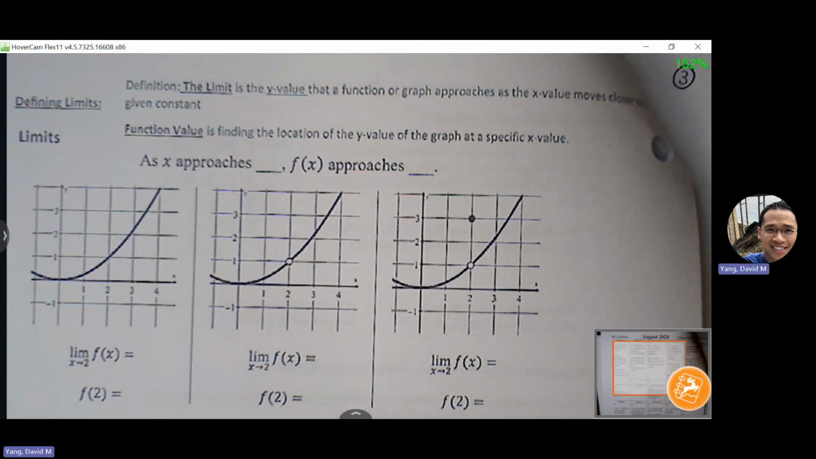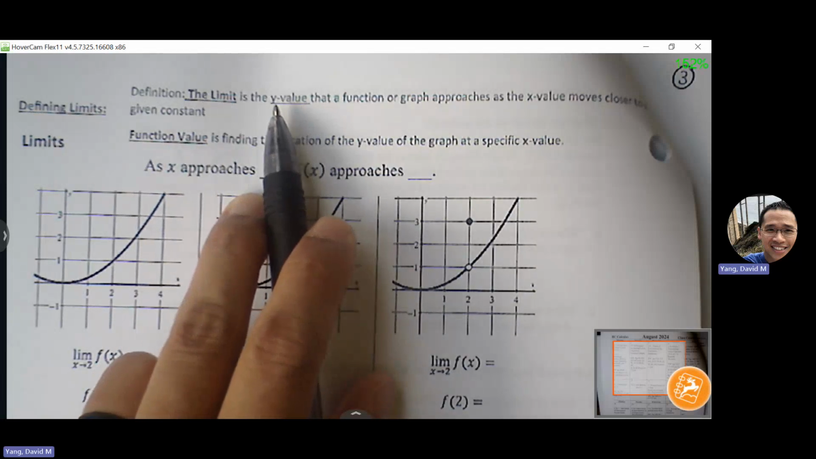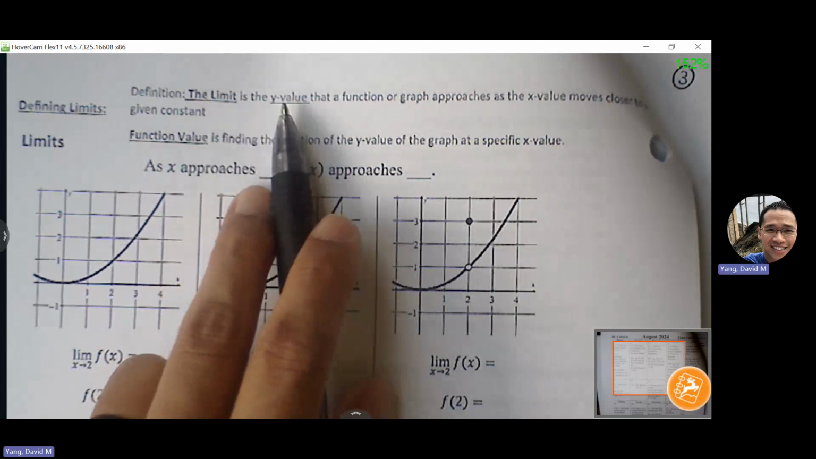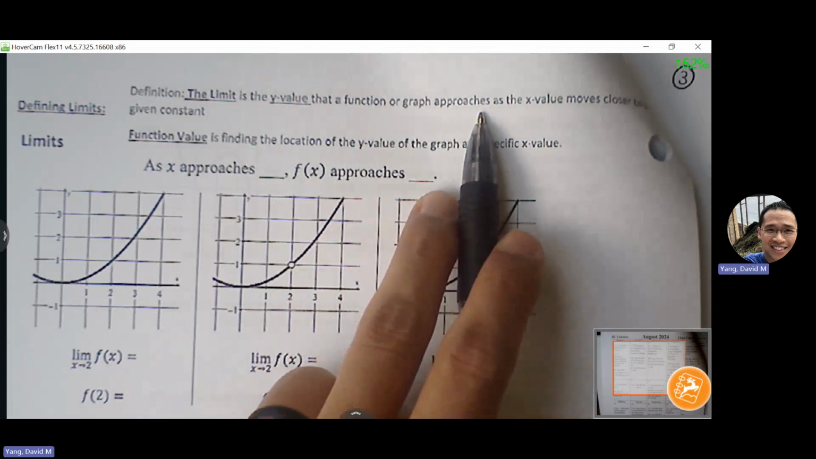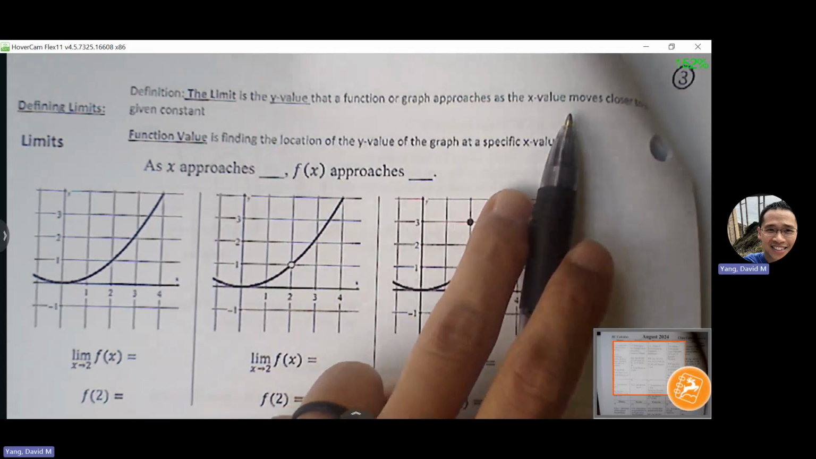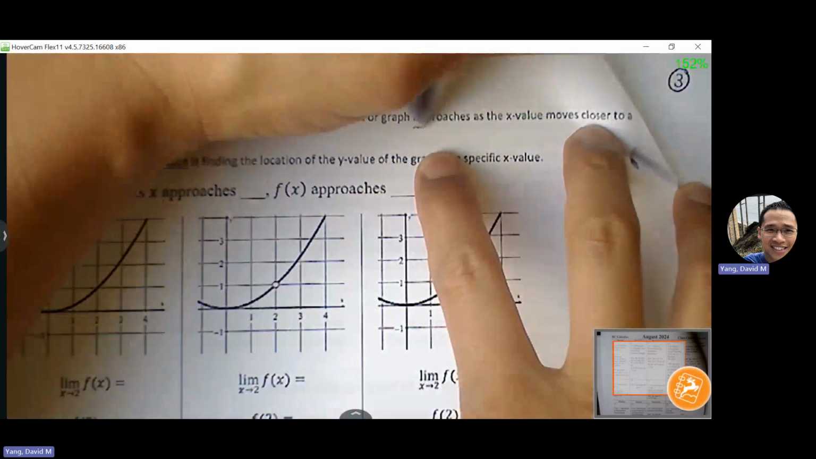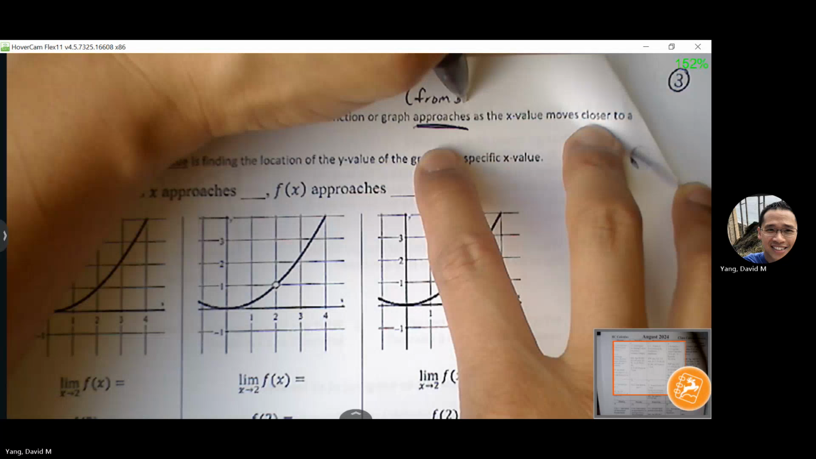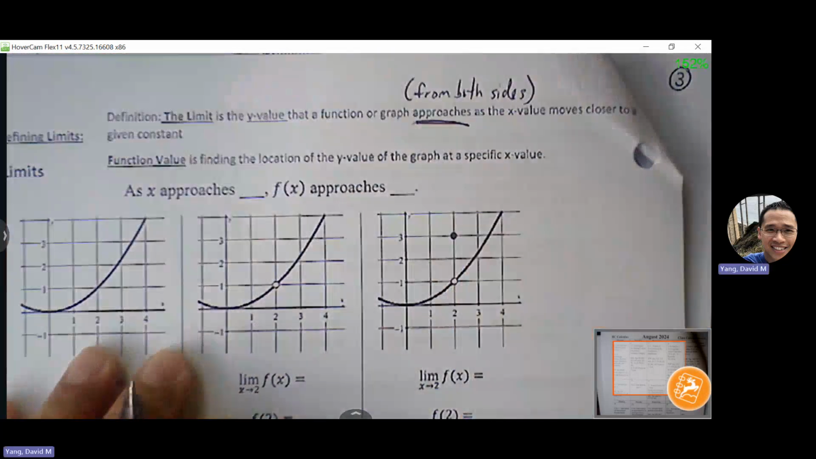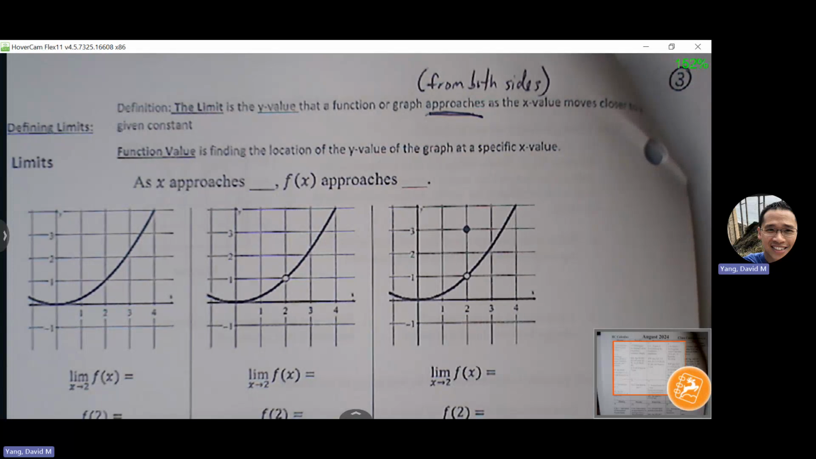Okay, definition. Limit is very much related to the y value of a graph, but there is some distinction here. Limit is the y value that a function or graph is approaching as the x moves closer to a given constant. So as it approaches, I'm going to indicate this from both sides. And there needs to be a consistent movement towards the same y value from both sides.